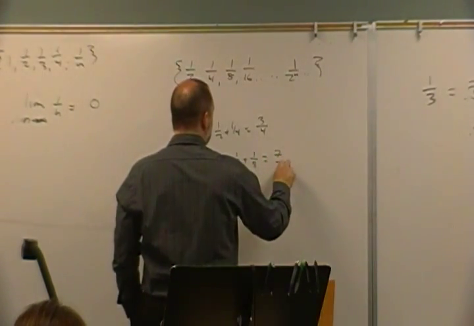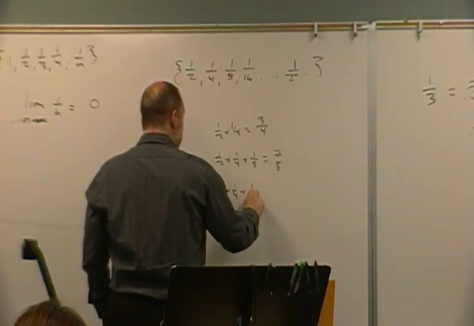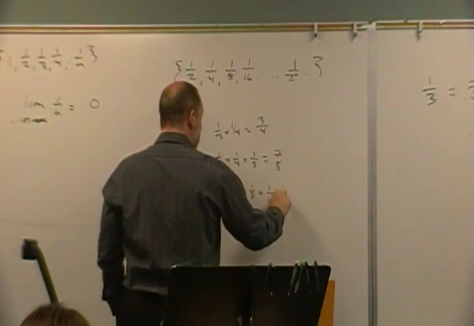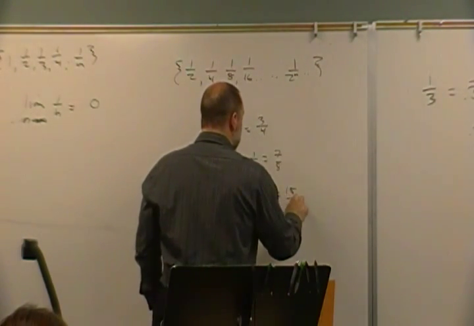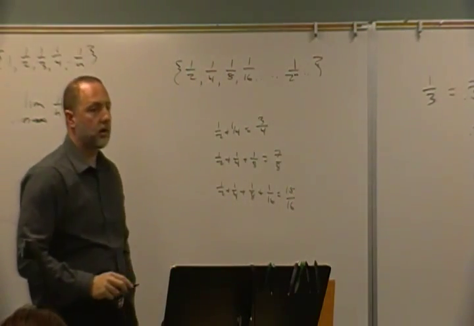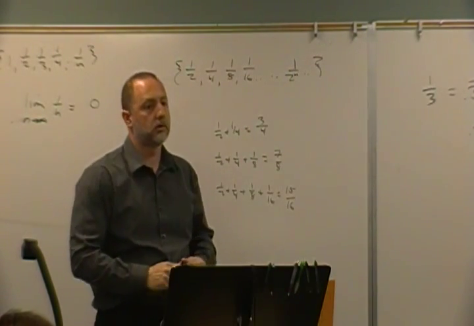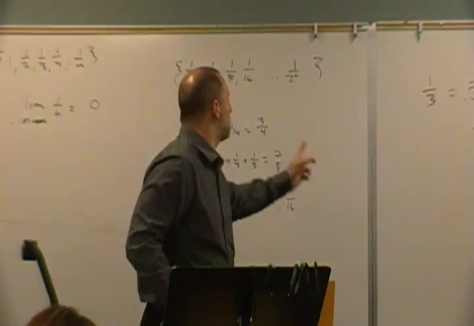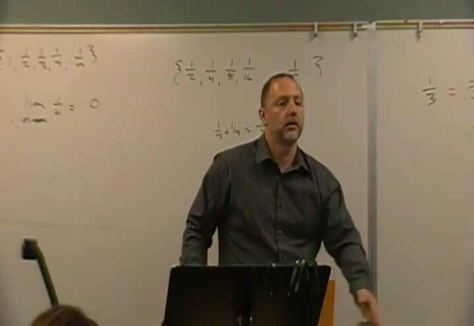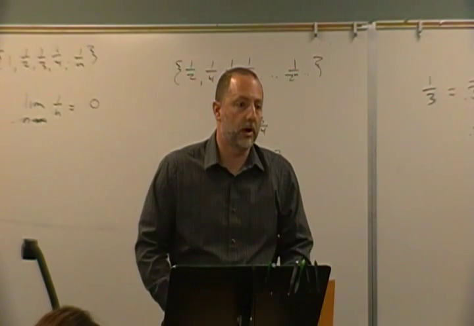Okay, what's a half plus a fourth plus an eighth? 7/8. What's a half plus a fourth plus an eighth plus a 16th? What's that? 15/16. That's right. And on it goes. So what the book says is, what is this getting closer and closer to? It's getting closer and closer to 1. And in fact, if you add up all of these infinite number of terms, what do you get? You get exactly 1.